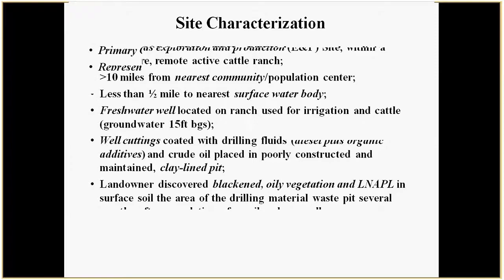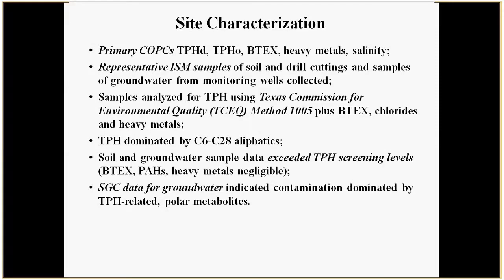Site characterization: the primary COPCs were TPH diesel and TPH oil for the crude oil, although there wasn't really much there. It's mostly the drilling fluid. And BTEX, heavy metals, salinity. They probably also tested for pH. Salinity is a really big issue for oil and gas wells. You get a lot of brine when you drill a well, and this stuff is not that toxic in terms of your typical contaminants, but the salinity can be so high that it's highly toxic to plant life.